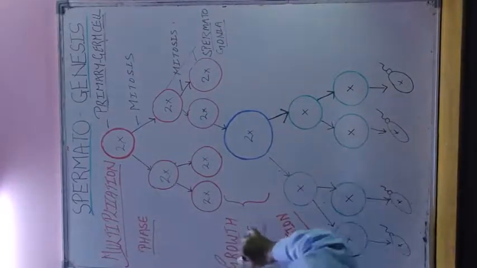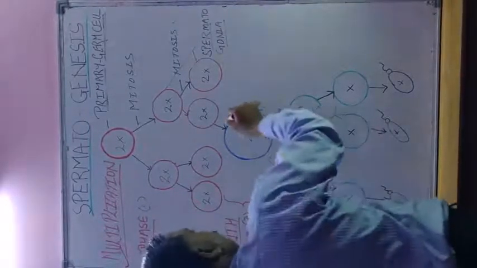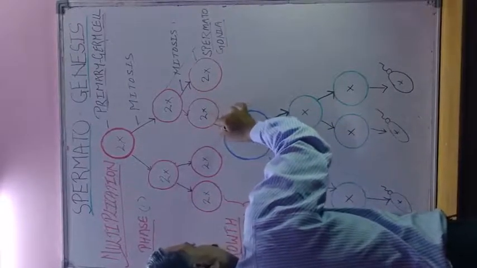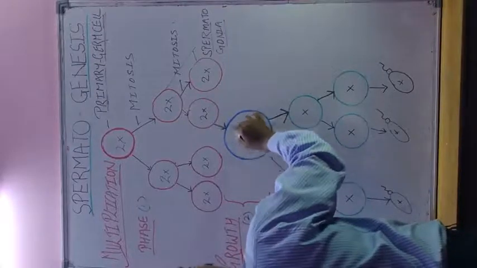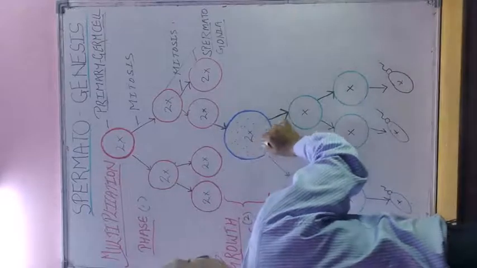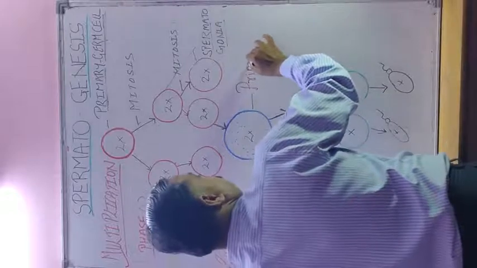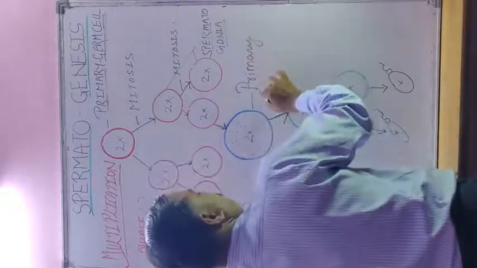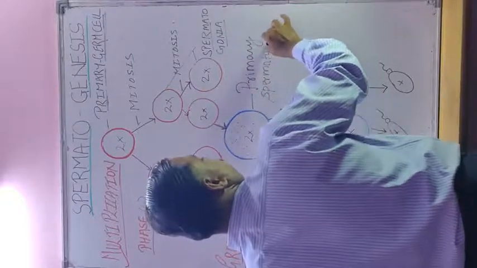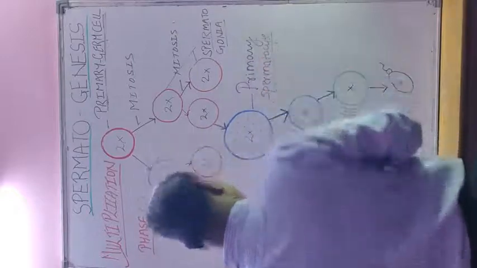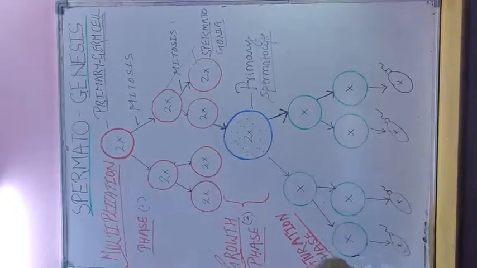Now the second stage, student, is the growth phase. In this phase, we can consider the example of one spermatogonium. It grows in size by developing more cytoplasm, and this is, student, the primary spermatocyte, isn't it? Now the last stage, the last step of spermatogenesis, is the maturation phase.